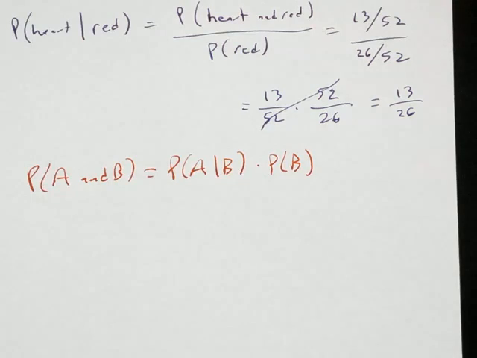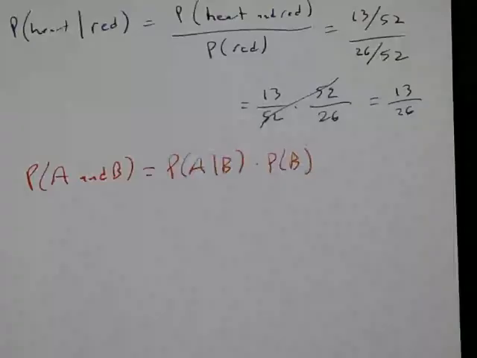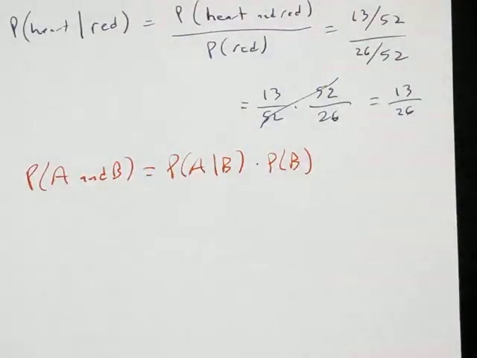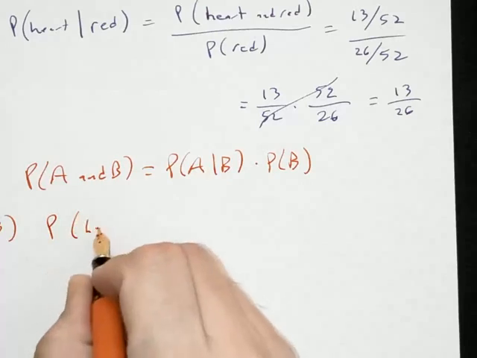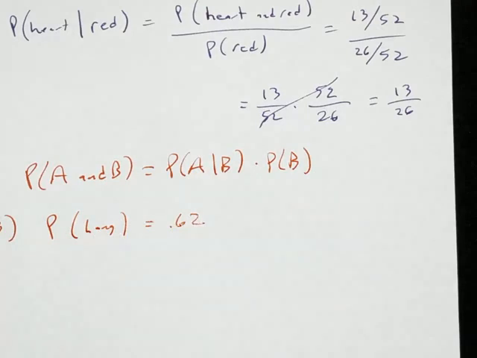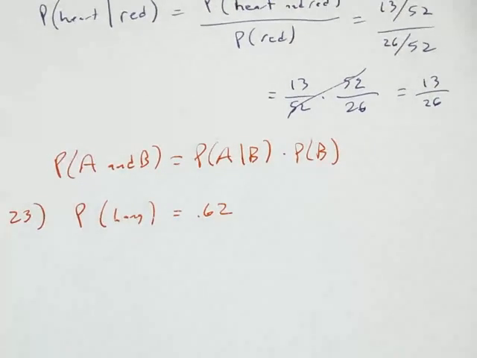Where's my problem for this? One about Spanish. Here we go. Problem 23. 62% of freshmen are taking a foreign language course. Of those freshmen taking a foreign language, 80% are taking Spanish. All right, let me read this carefully. Of the freshmen, 62% are taking a foreign language. The chance of somebody taking a language as a freshman is 62%. Of the people taking a foreign language, 80% are taking Spanish.